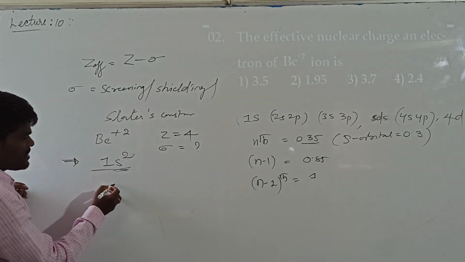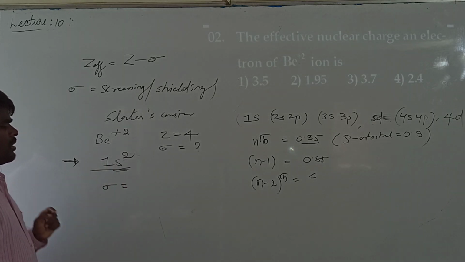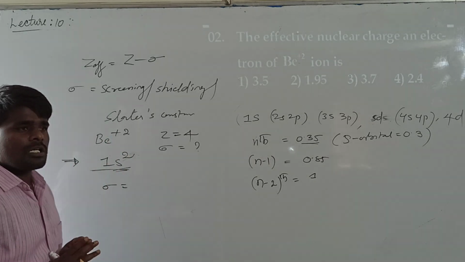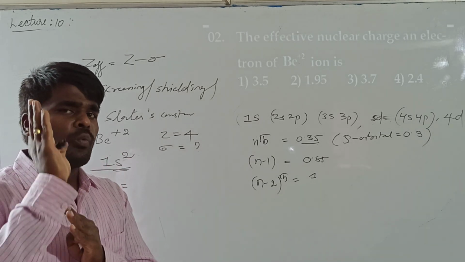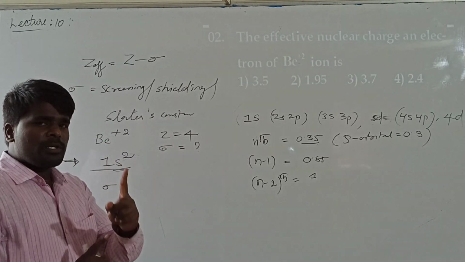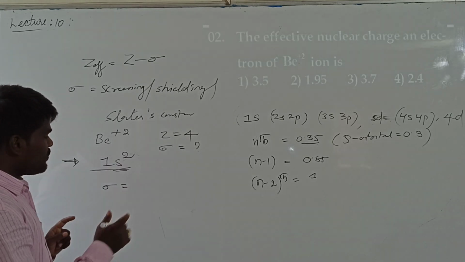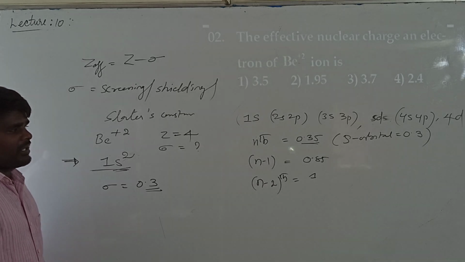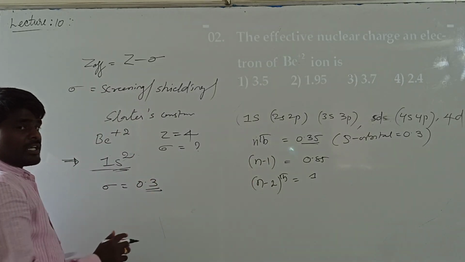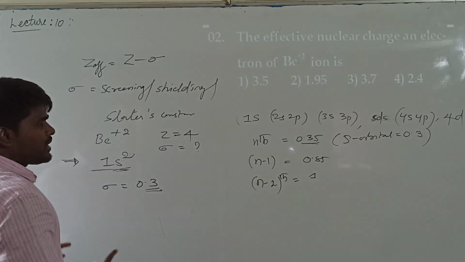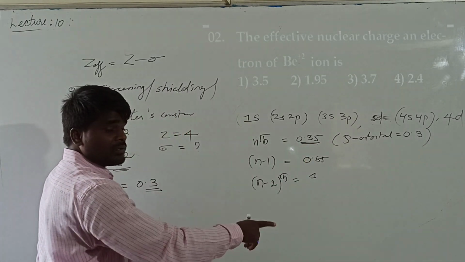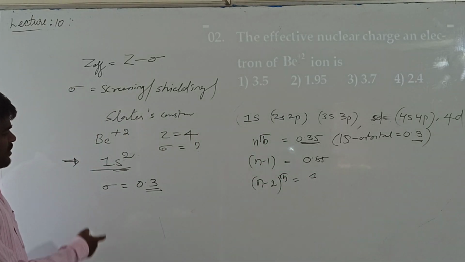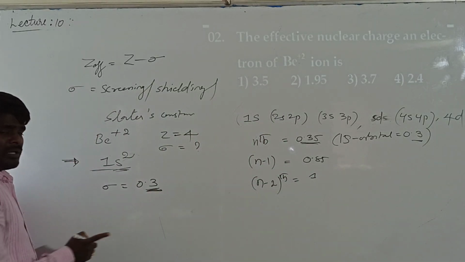Here, what is the sigma value? You are talking about 1 electron. There are 2 electrons in the Be plus 2. You are talking about the effective nuclear charge on 1 electron. That means there will be repulsion from only one other electron. How much will that 1 electron contribute? All the electrons excluding the testing electron will contribute 0.35, and if that electron is in 1s, you have to take it as 0.3. So for the 1 electron in beryllium, the sigma value will be 0.3.